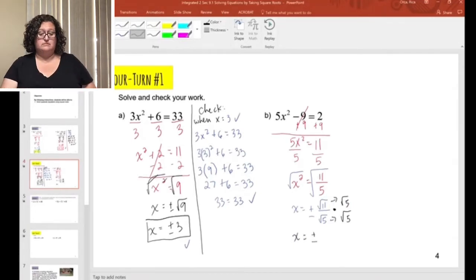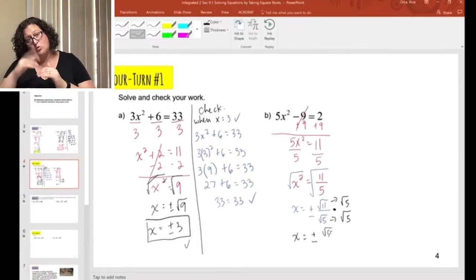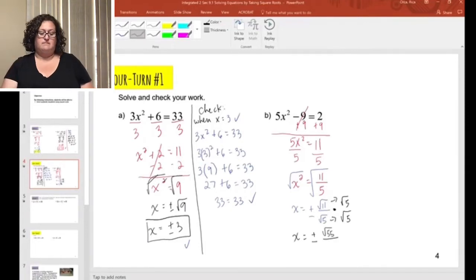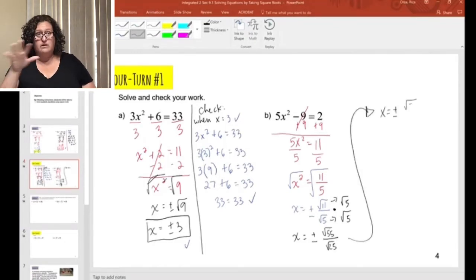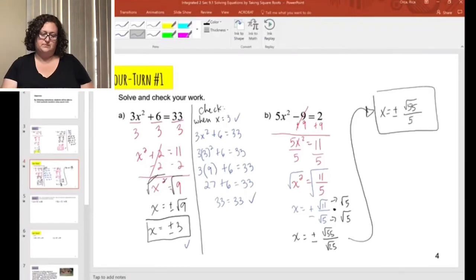So x equals plus or minus the square root of 11 times the square root of 5, which is the square root of 55. And the square root of 5 times the square root of 5 is the square root of 25. The square root of 55 divided by the square root of 25, which is just 5. And that's our answer.